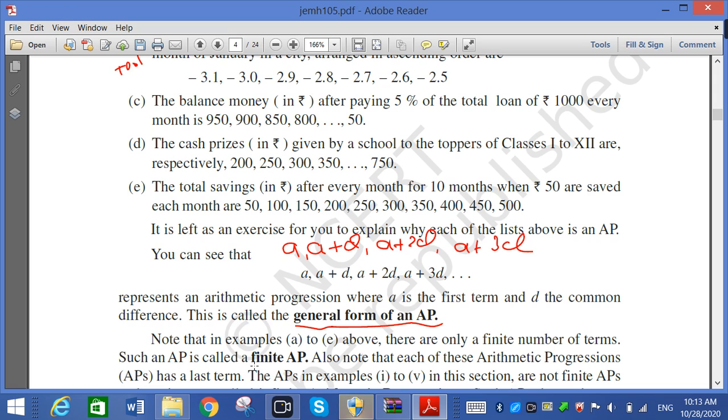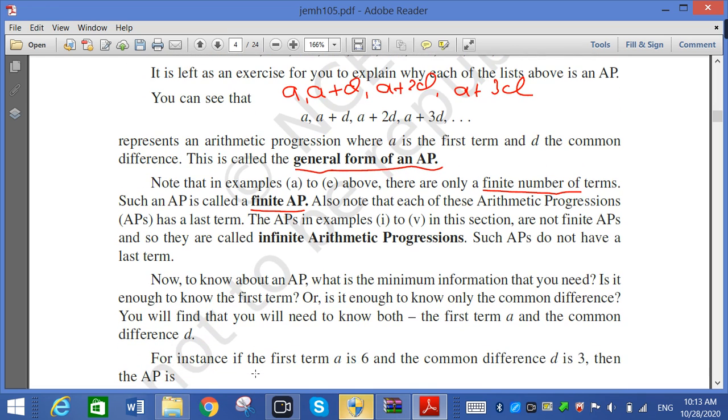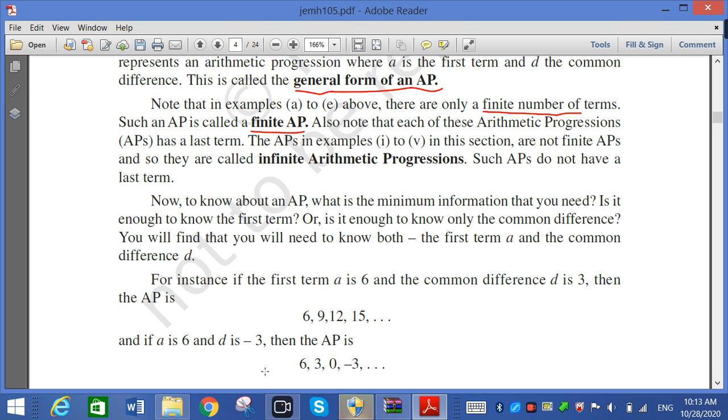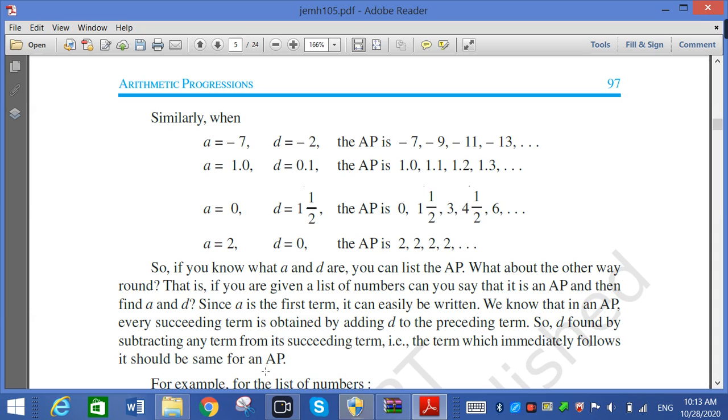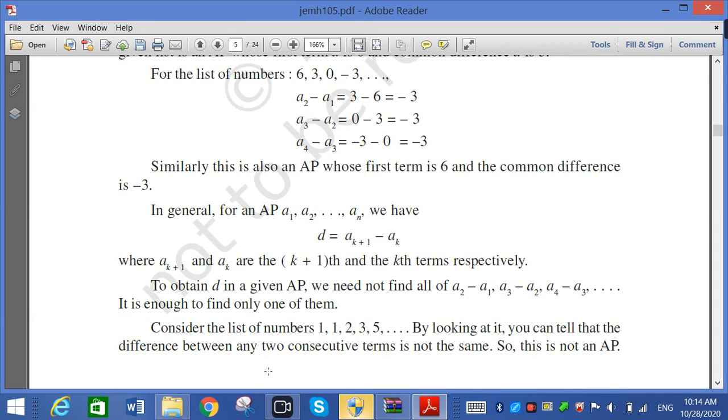AP is also called finite AP because we have to count it. There are two types, finite and infinite. Infinite we cannot count. Finite has a fixed number of terms. So arithmetic progression is also called finite AP, in which we can also find the last term. That is why it is called finite AP. Now we go directly to the exercise, or rather, the example first.